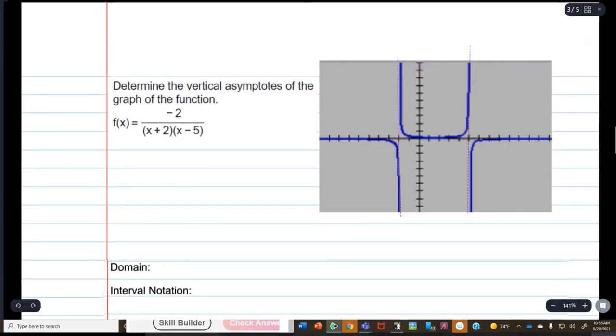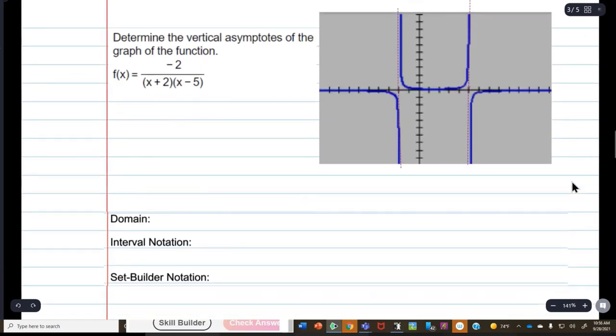Well, this is similar to that. But notice, they're nice enough to already factor this for us. And now what they're asking for is the vertical asymptotes. What they don't tell you is that you have to find the domain first. So let's do it. Since they've already factored this for you, life is going to be much easier. X plus 2 times X minus 5 equals 0.